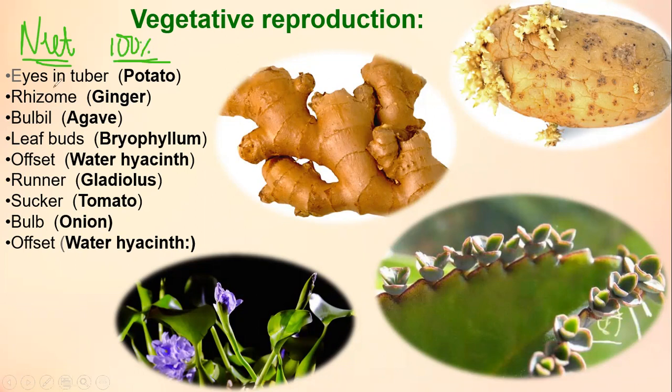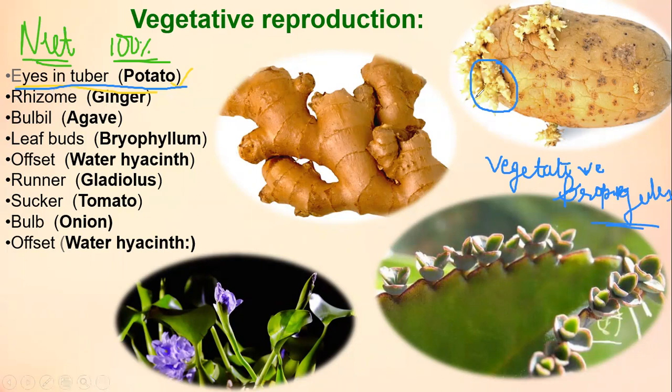That is, first one is eyes of potato in tuber. I think the color may not be visible for you, I'll change the color. So eyes of tuber, that is in potato. This is the eyes of potato. That is an asexual reproductive structure. Then these structures you will be calling vegetative propagules, the structures which help in vegetative reproduction. Clear?